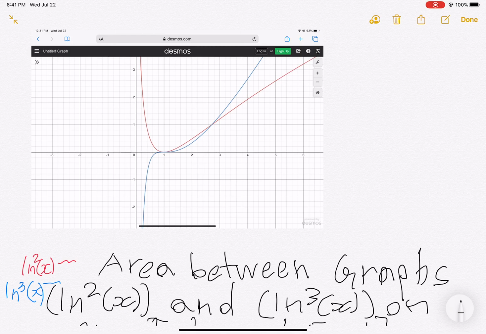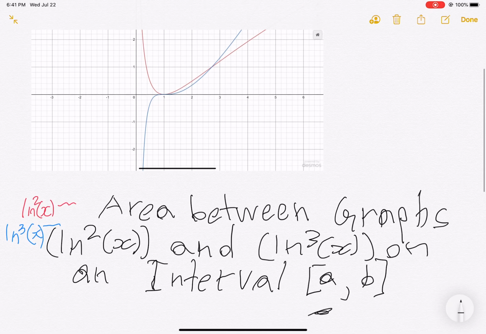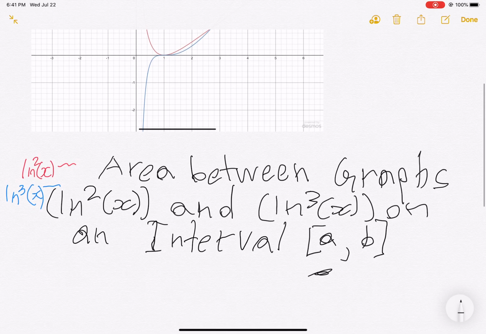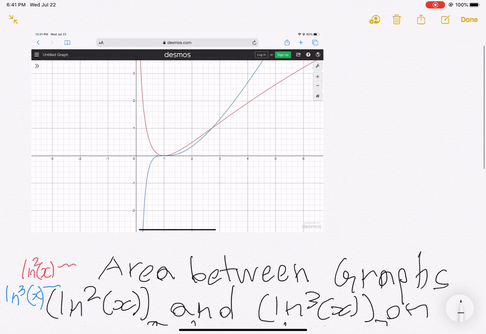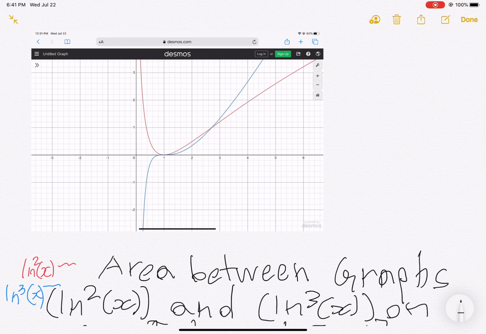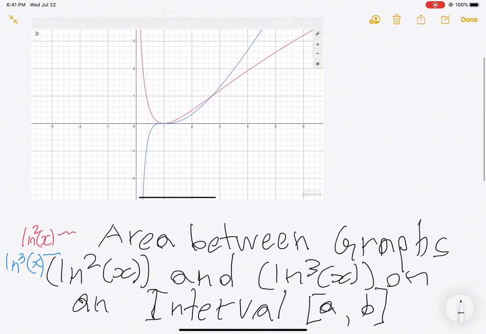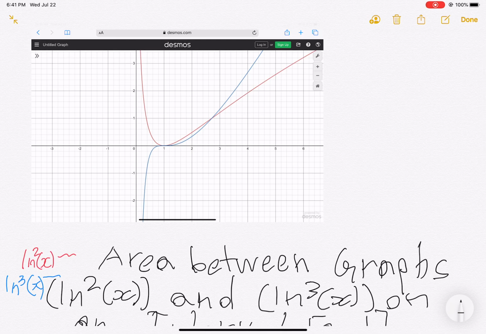Today we're gonna take a break from linear algebra, and we're gonna make a video on part of our fun math series, and this will be regarding the area between the graphs ln squared of x and ln cubed of x on an interval AB. In this case, our interval AB will be the two intersection points of these graphs, as you can see from this little screenshot that I took on Desmos. And just to clarify, the red function on the screenshot is ln squared of x, and the blue function is ln cubed of x. Okay, so let's get started.